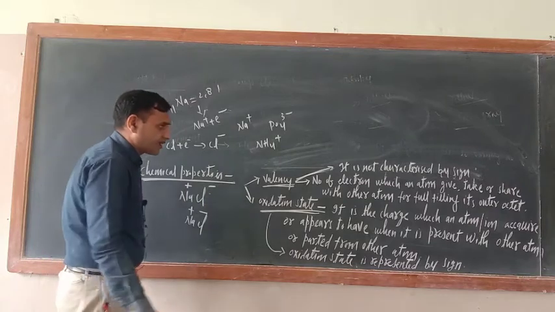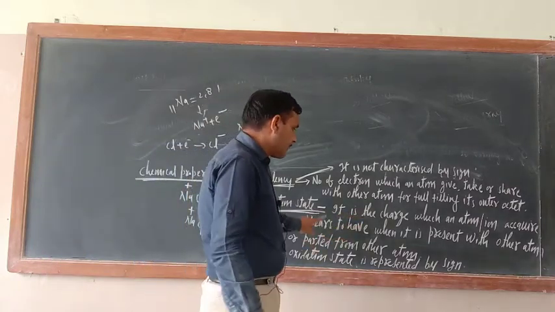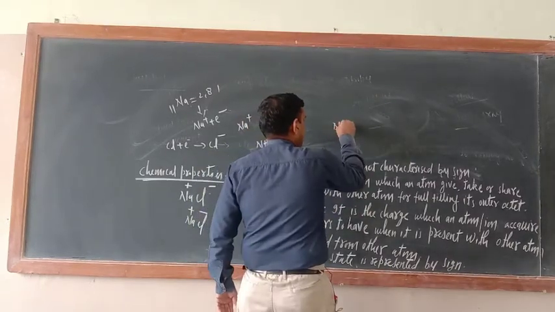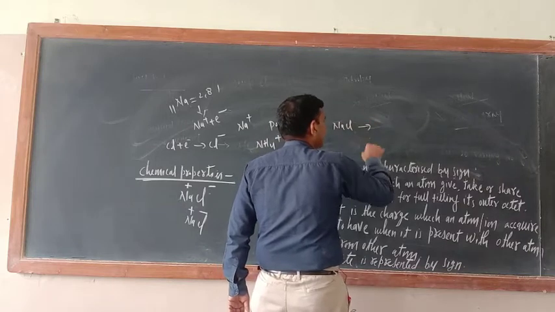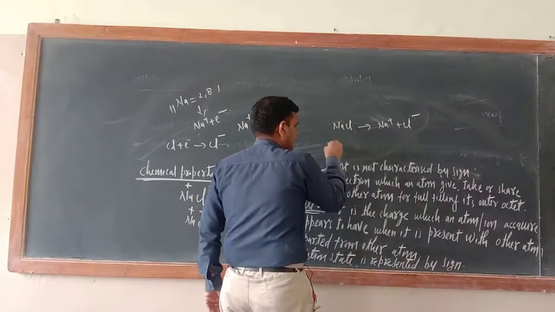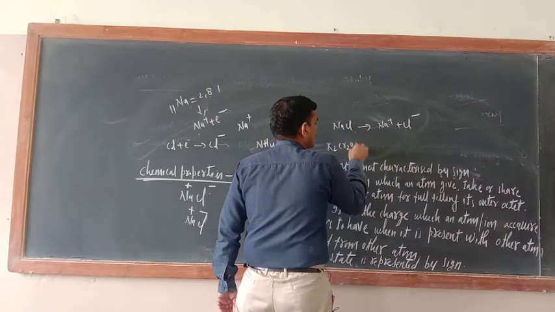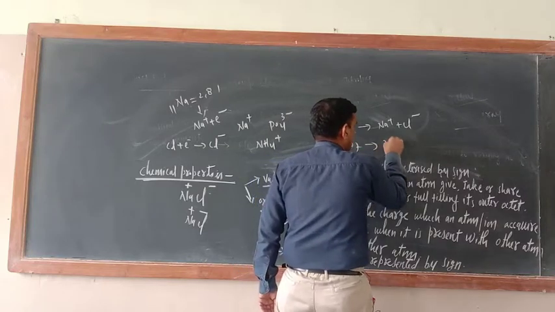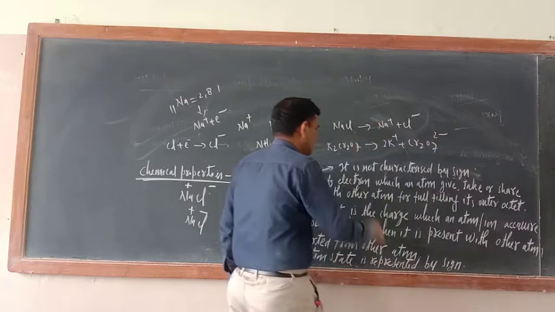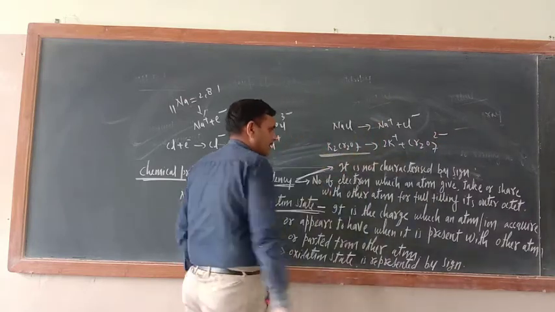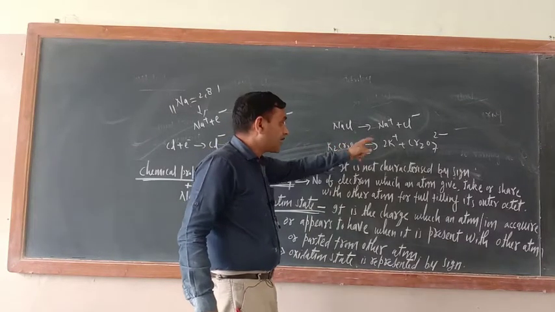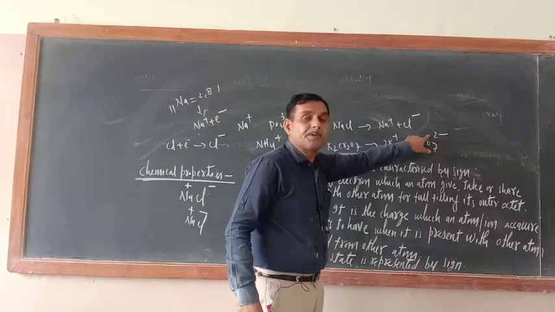Now try to understand here. Another aspect is also written: when it is present with other atom or parted from other atom. Just see NaCl. When it is dissociated, Na positive plus Cl negative is there. Not only this one, take K2Cr2O7. When it ionizes, it forms 2K positive and Cr2O7 2 negative. It does not appear that they have got the ion, but when they dissociate, these charges appear on them.